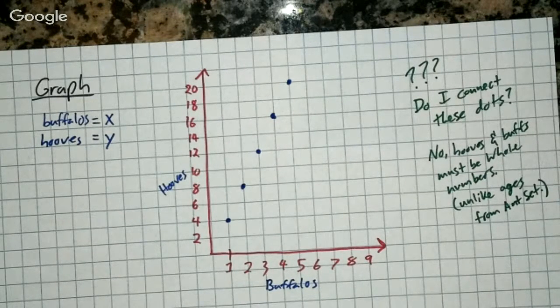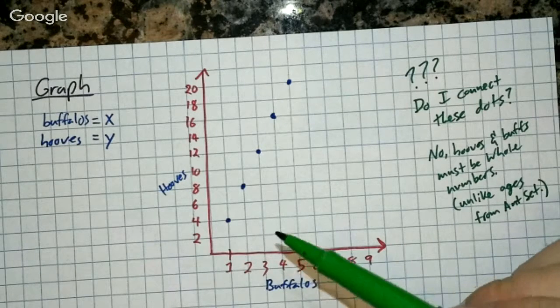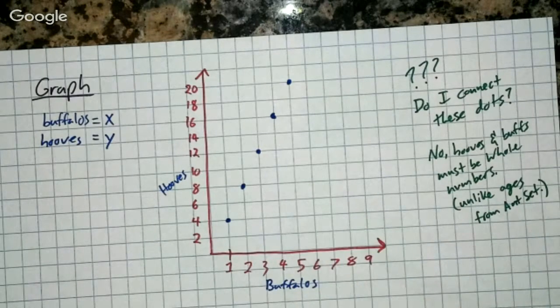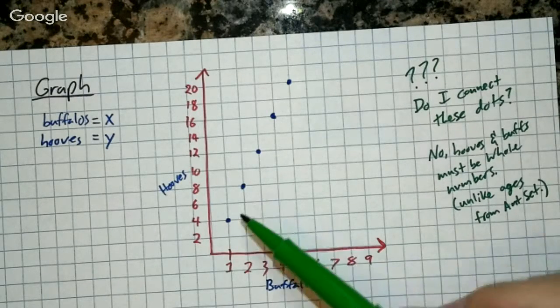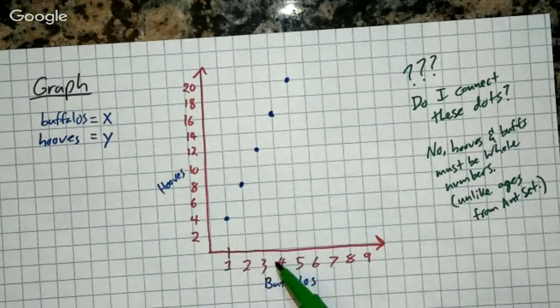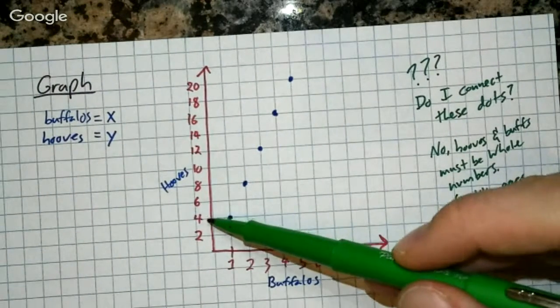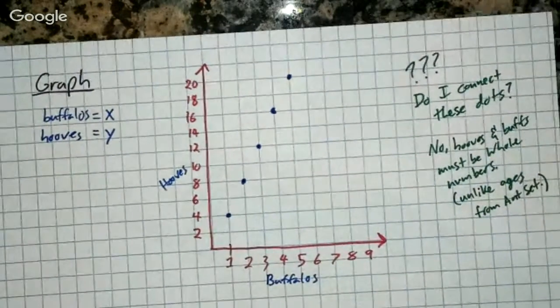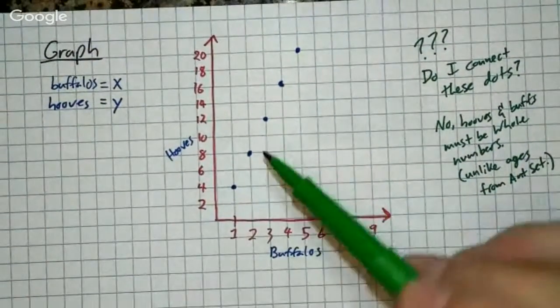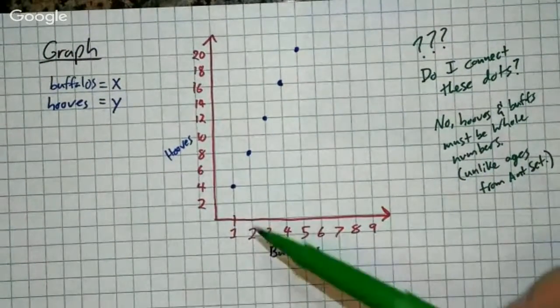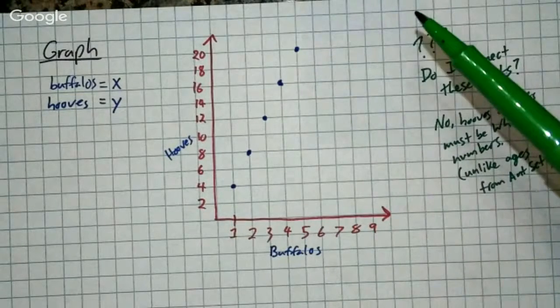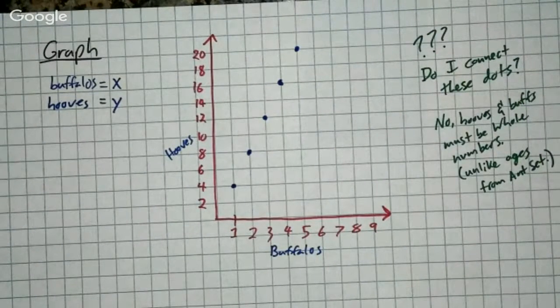So the ages we were talking about in the anticipatory set, this is unlike that. Ages, every infinitesimal move that you make along your age, you are constantly the same age. So you can do that. But here, it needs to be a whole number buffalo. We're not saying we're going to have 1.2 buffaloes and 4 point whatever hooves. We're going to be very careful. You need to make sure you know what the relationship is. In this case, the relationship must be whole numbers. All right, so that's our graph. That's a way to graph something.